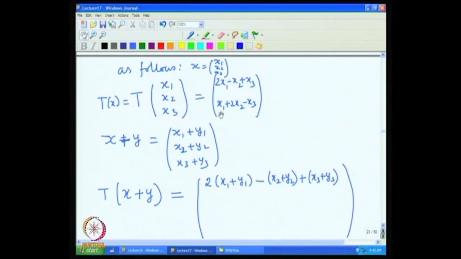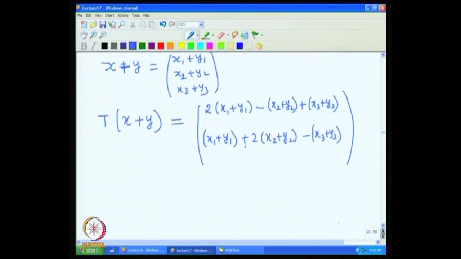Then the second component of the transformed vector is formed by adding twice the second component of the original vector to the first component and then subtracting the third component. Doing the same thing, we take the first component of x plus y, plus twice the second component, so plus twice x2 plus y2, plus minus the third component of the vector you are transforming. So, this is the transformation of x plus y.